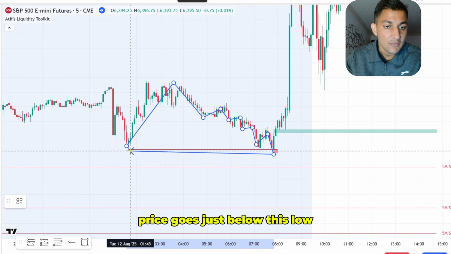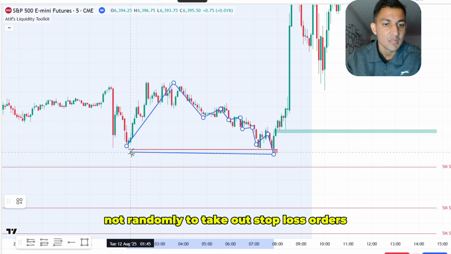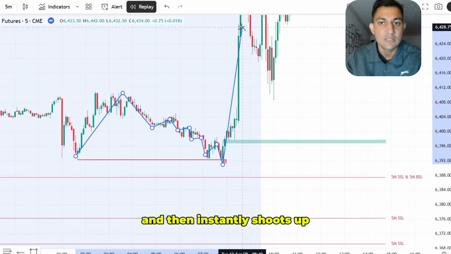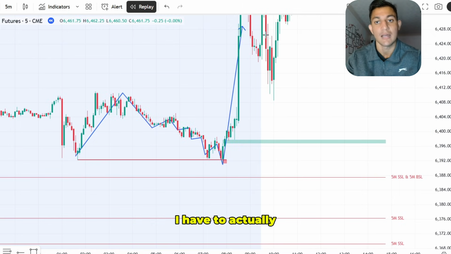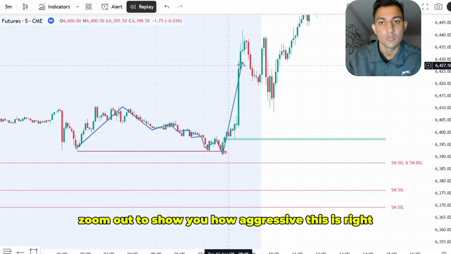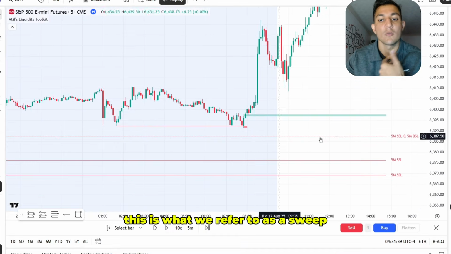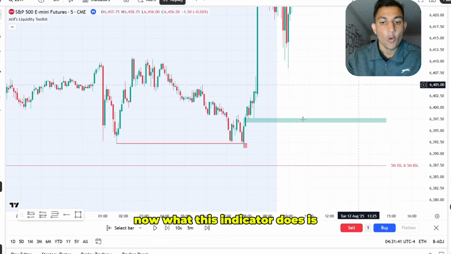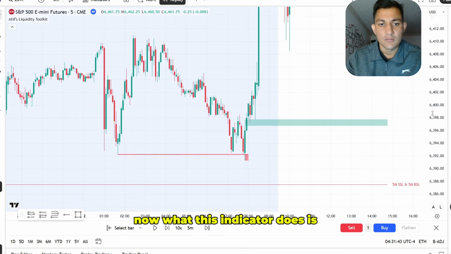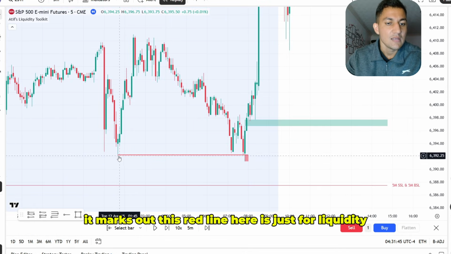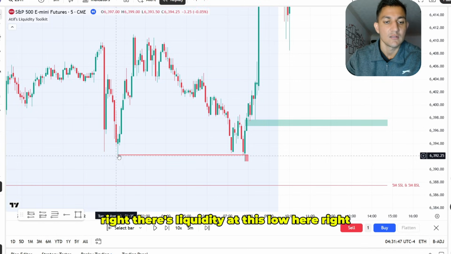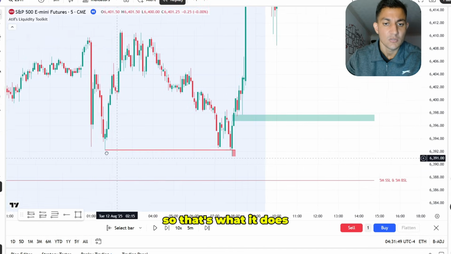And then price goes just below this low, not randomly, to take out stop loss orders, and then instantly shoots off. Look how aggressive this move is, right? I have to actually zoom out to show you how aggressive this is, right? Price instantly shoots off. This is what we refer to as a sweep. Now, what this indicator does is, first of all, it marks out this red line here, which is just the liquidity, right? There's liquidity at this low here, right? So that's what it does.